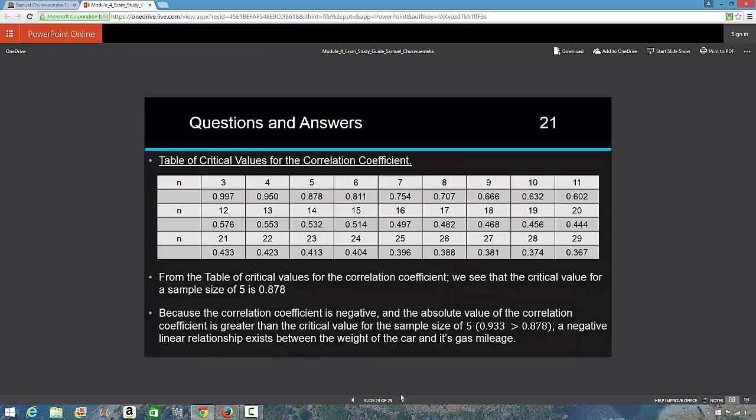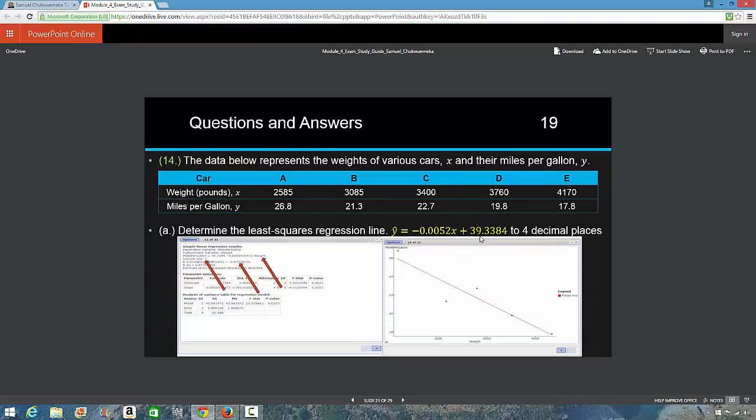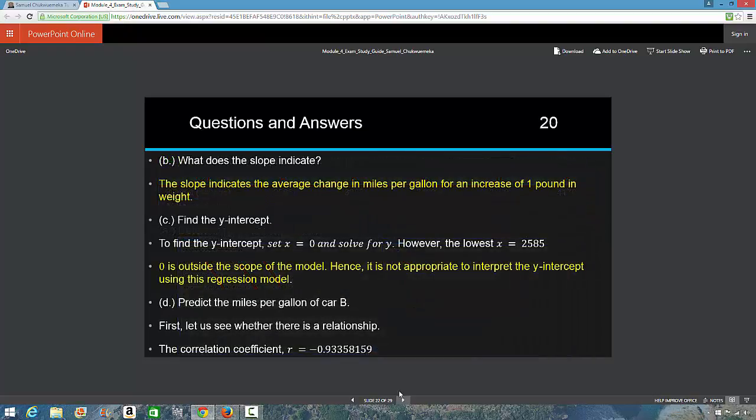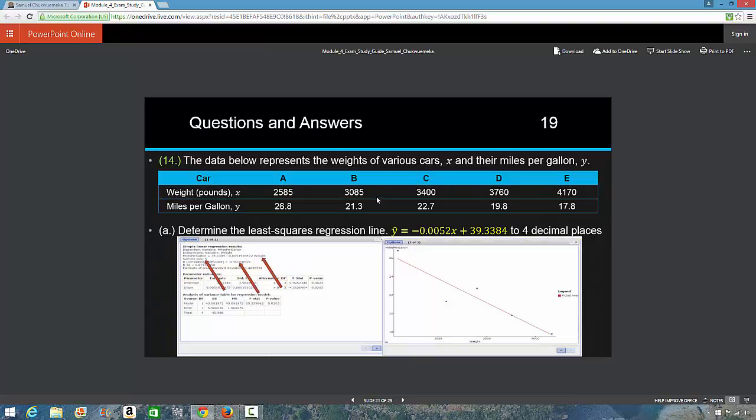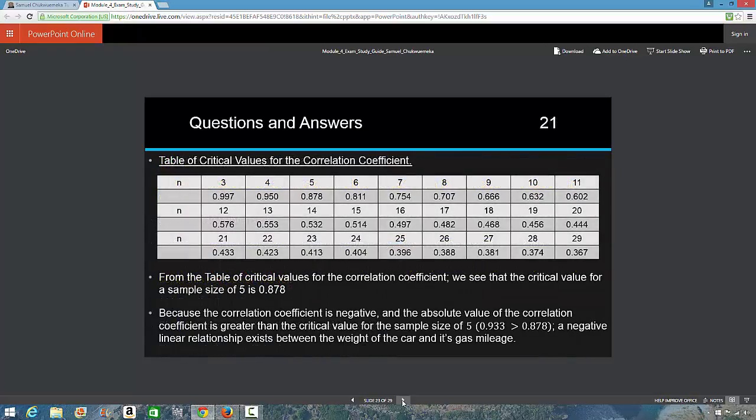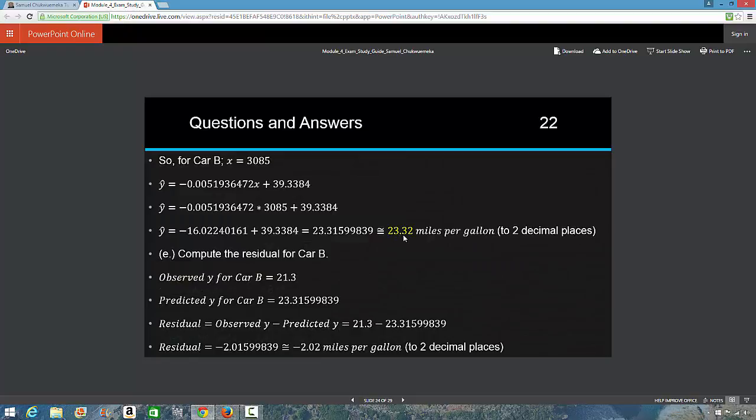Once you have established that there is a relationship, you can now use this regression model to predict the miles per gallon for car B. And for car B, what is the weight? The weight is 3085. So we use this equation. Wherever we see x, we put 3085. Multiply it by this slope and add it to this. And this is what you have: approximately 23.32 miles per gallon to 2 decimal places.